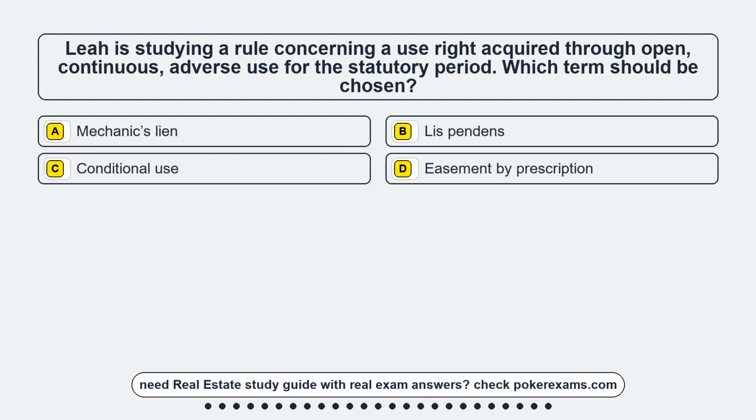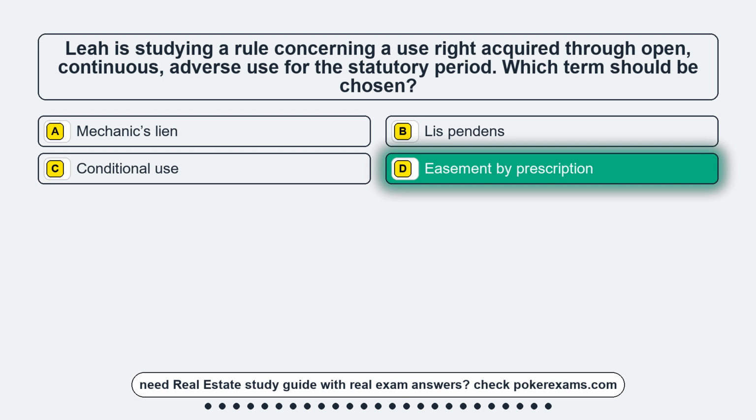Question 5. Leah is studying a rule concerning a use right acquired through open, continuous, adverse use for the statutory period. Which term should be chosen? Option A. Mechanics lien. Option B. Lis pendens. Option C. Conditional use. Option D. Easement by prescription. The correct answer is option D.